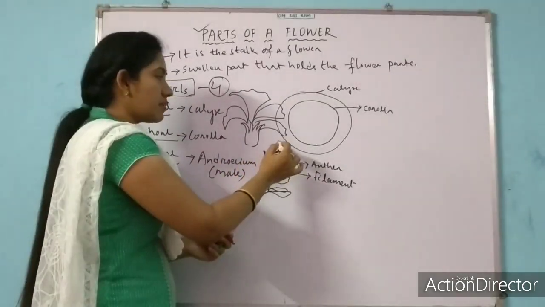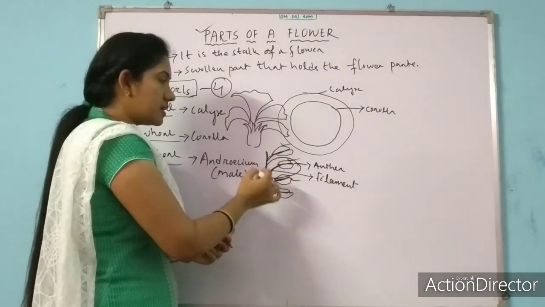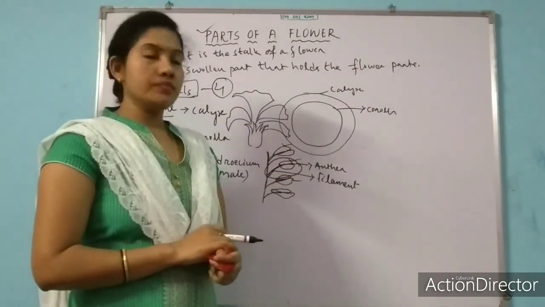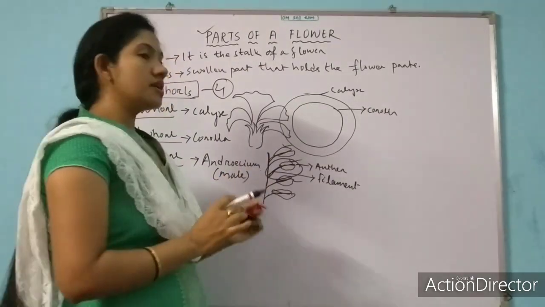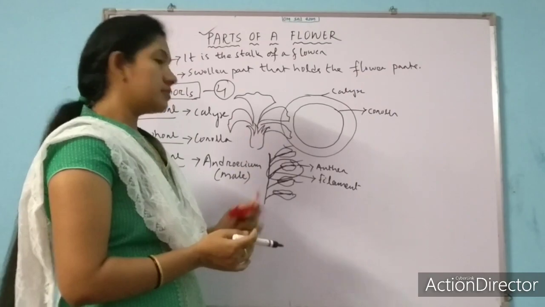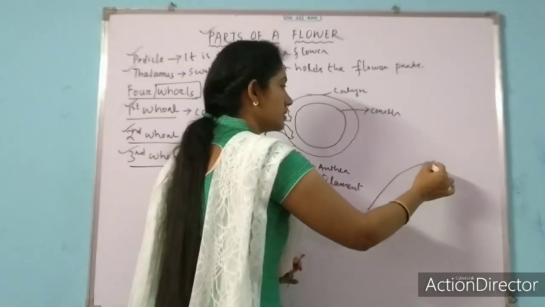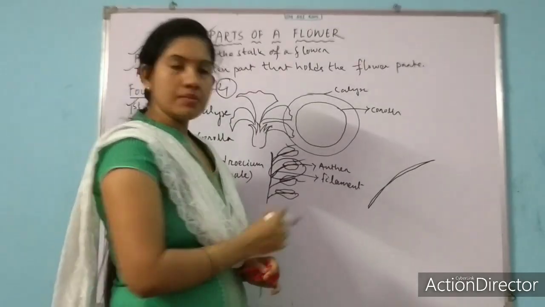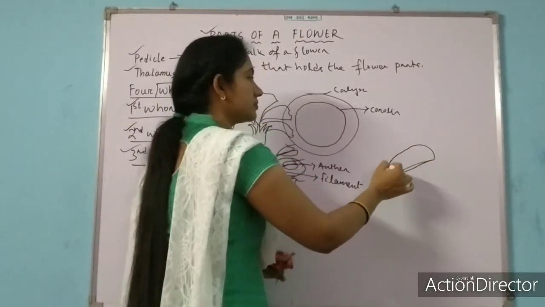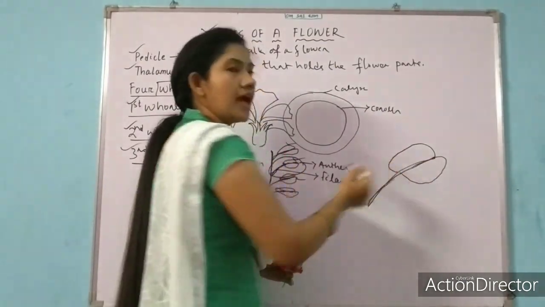So these are the stamens. This is a stamen, this is a stamen, this is another stamen. Collectively they form the male part, which we call androecium. So what are the parts of a stamen? Here I am drawing it bigger. This is the filament and this is the anther.